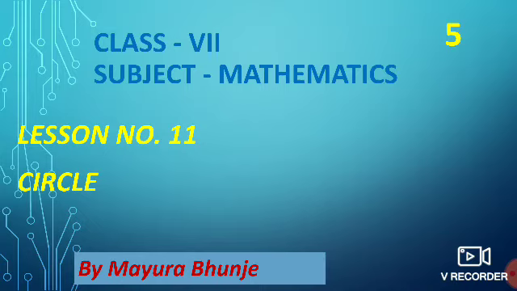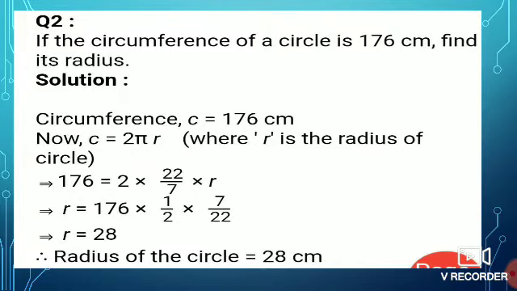Circle part 5, question number 2. If the circumference of the circle is 176 meter, find its radius. Circumference is given, from that we have to find out the radius. Circumference is equal to 2 pi r.